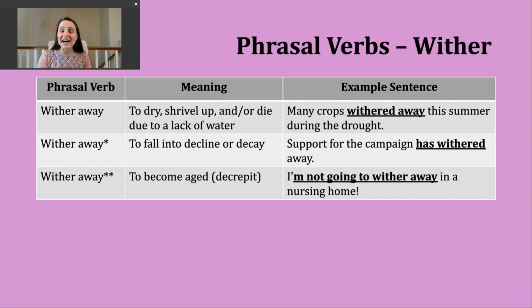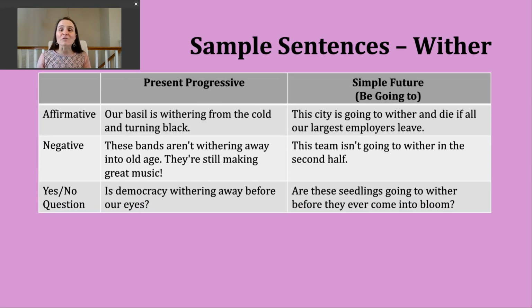Now, let's practice using our verb of the day in a couple different verb tenses. Today, we'll practice the present progressive, which is also known as the present continuous, and the simple future with a focus on be going to. Let's talk about the present progressive. We use this verb tense to talk about something that is happening right now or an action that is in progress during a time period that has not yet completed.